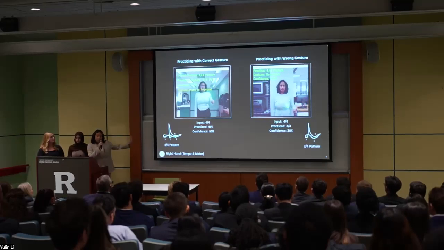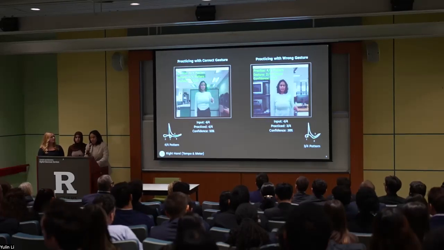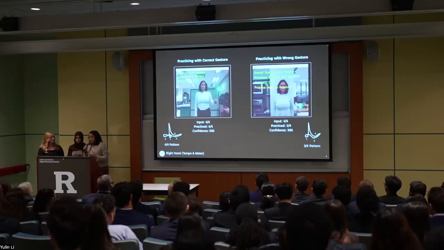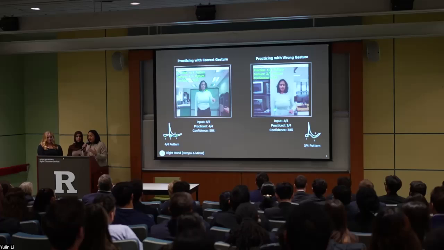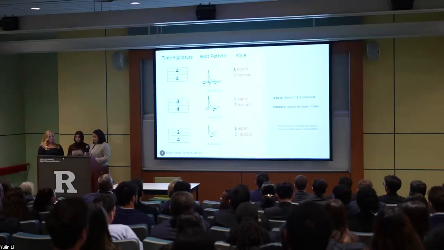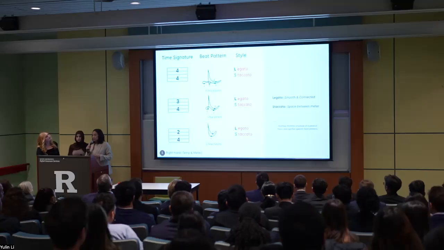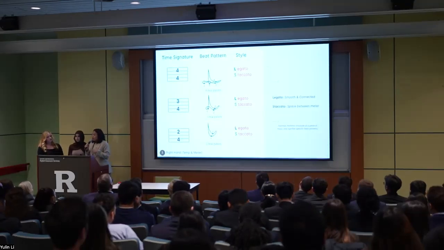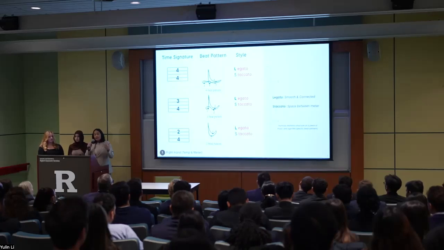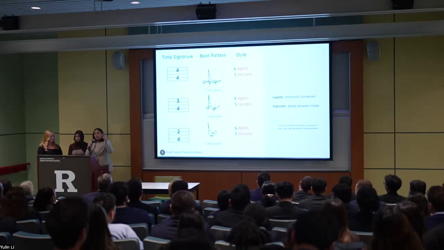As you can see on the left and the right side, this is how the gesture is performed. As well as the fact that our database will need additional values for our data collection. Just to go over some terminology, we'll be focusing on time signature, beat pattern, and two different styles. One legato, meaning the smooth and connected way of performing these motions, and staccato, meaning the space between the gestures that you're conducting.